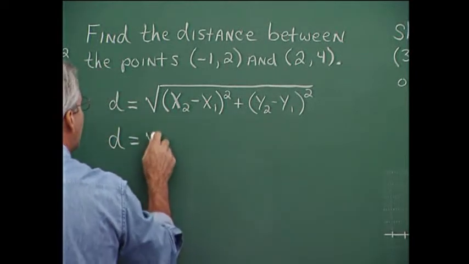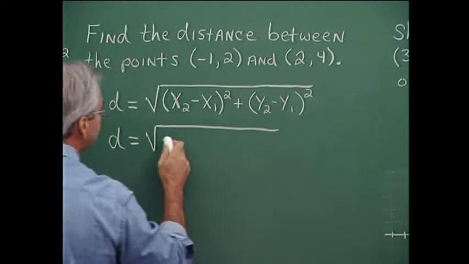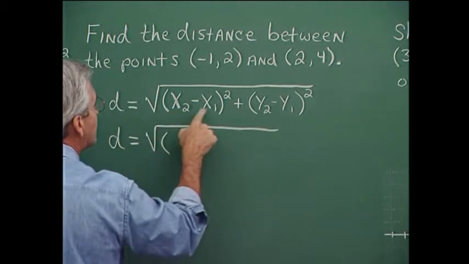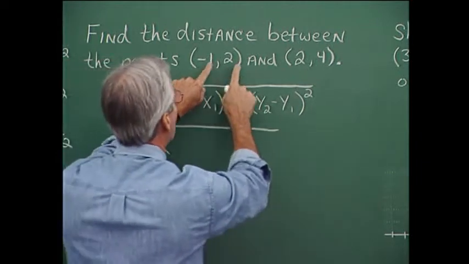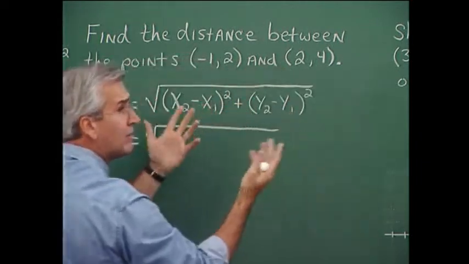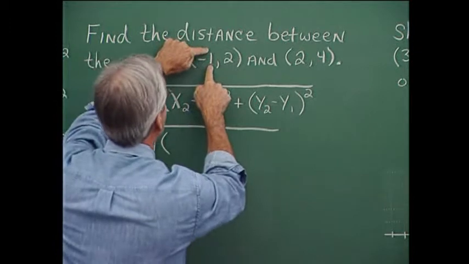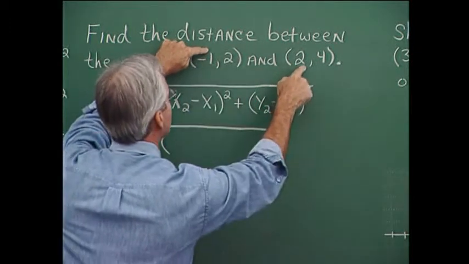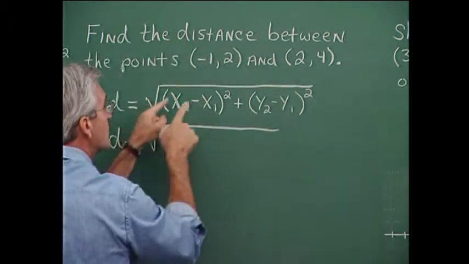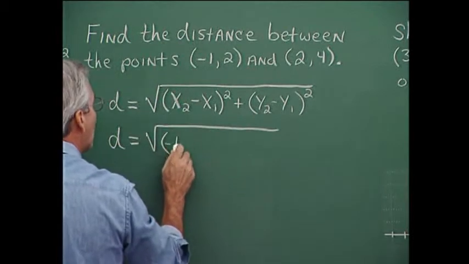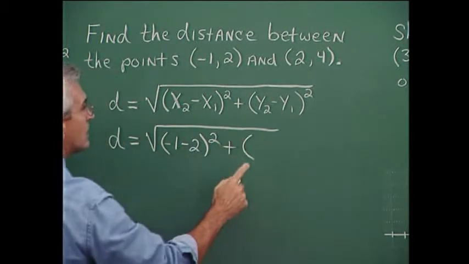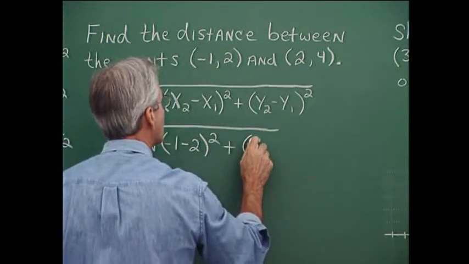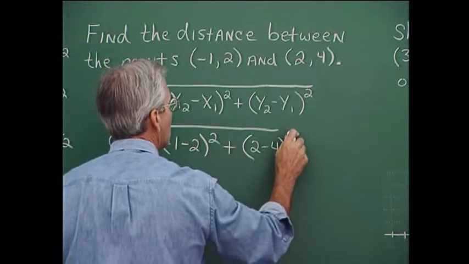That's all. So we would have the square root of, let's see, we have a difference in x components. Now, it doesn't make any difference whether this is x1, y1, or that's x1, y1. Really makes no difference at all. So we could just write -1 minus 2. So it's just a difference in x components. So one x component minus the other x component. That's all we have to think about. And then this is a difference in y components. So this is 2 minus 4 squared.